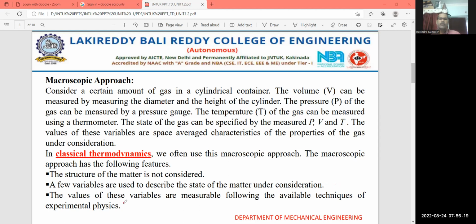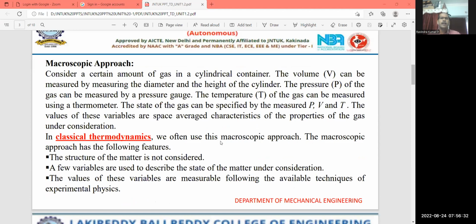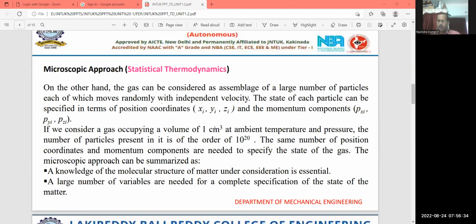The values of these variables are measurable following the available techniques, right? So, that is the point you have to observe. Next, there is the microscopic approach. In the microscopic approach, you can also call it statistical thermodynamics.